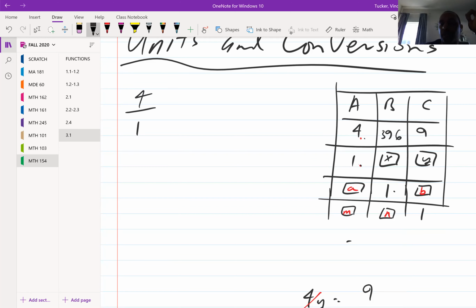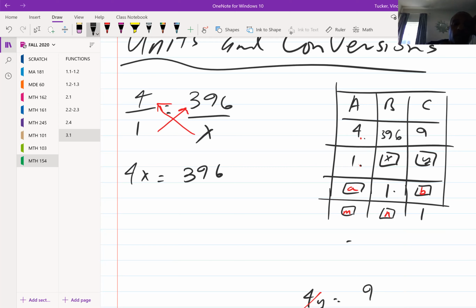So you have a 4-to-1 ratio between the first row and the second row. And I just call that first box that's missing X. You would do 396 over X. Once you set up your proportion, you can cross multiply. So that'd be 4X equal to 396. Divide by 4. X is equal to 99.